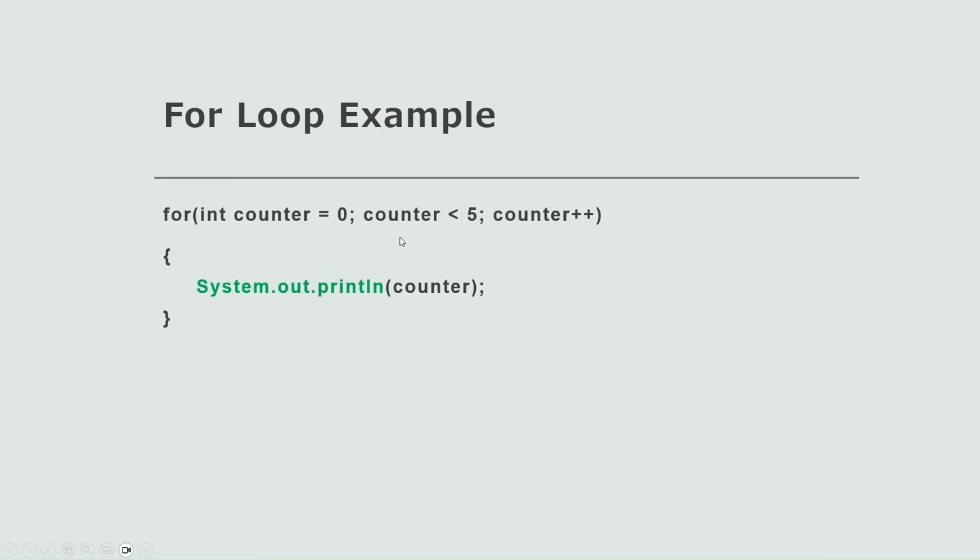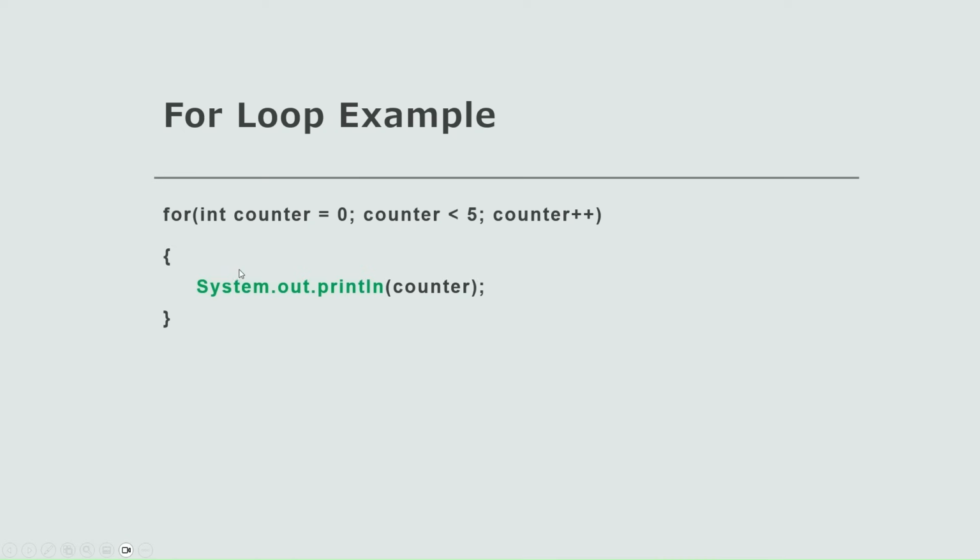For example, for brackets, int counter, assign it a value of 0. This is the first expression. Then counter is less than 5, which is the second expression, checking in each iteration that the counter value is less than 5. And then the third expression, counter plus plus, which is incrementing the counter by 1. System println will print the counter.